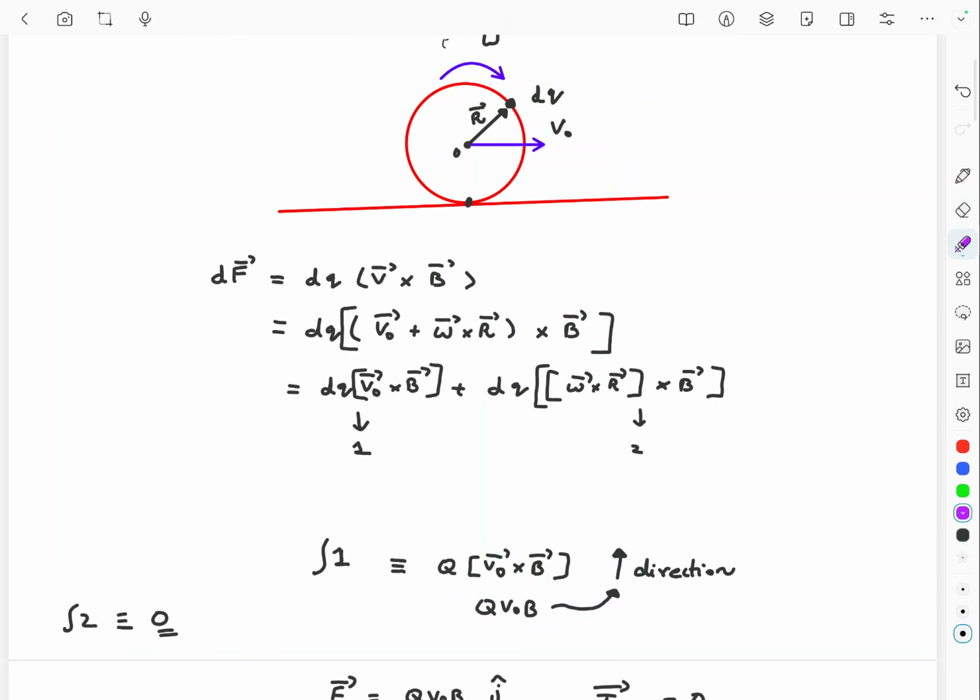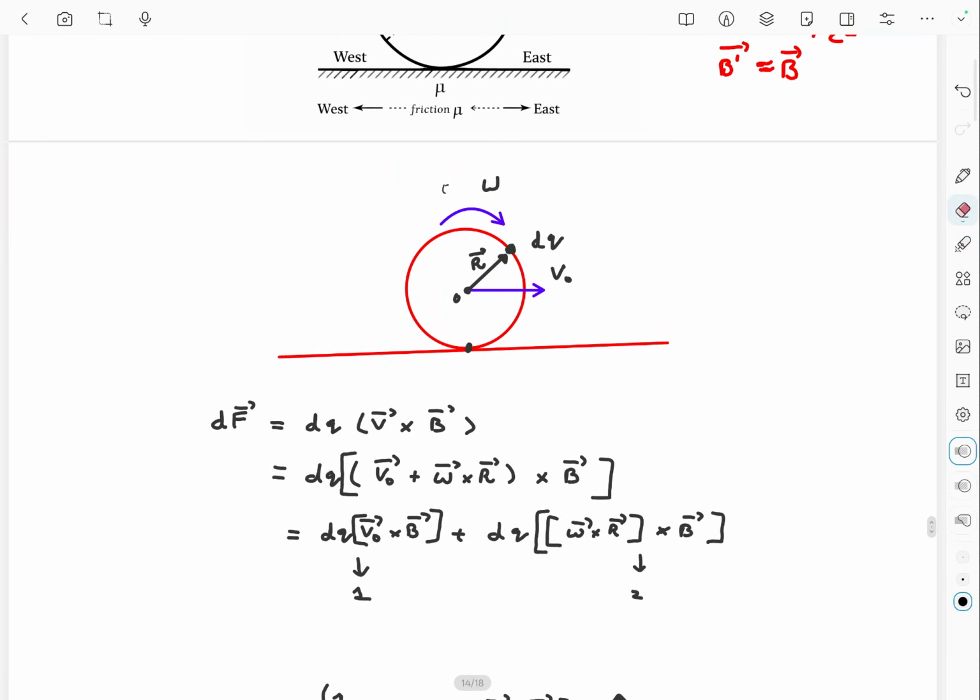It just vanishes, and this is very easy to observe. So omega cross r, this is the omega r term that we are used to. If you take this dq charge, the omega r term is in the tangential direction, right? And if you cross it with the magnetic field, which is into the page, that vector is pointing radially outward.